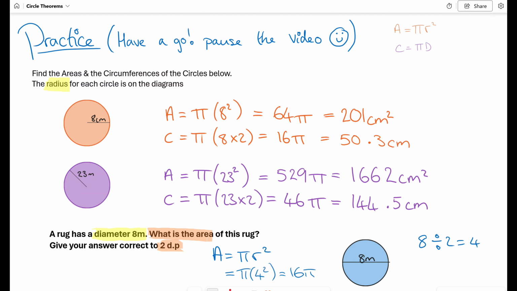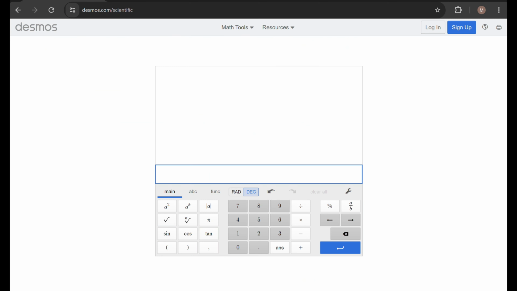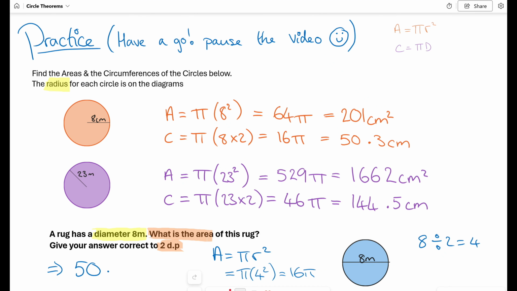And it says we need to do it in 2 dp. So I'm running out of space. Oh my god, we're going to go here. So that is equal to 50.27, and we are in meters squared. And that's it. So now you know how to find the area and circumference of a circle.